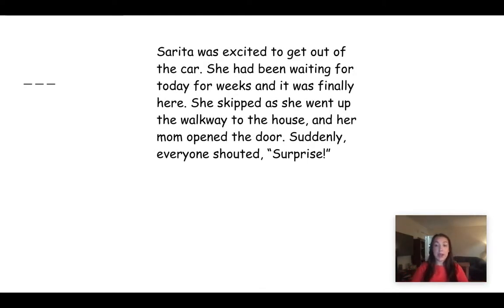Sarita was excited to get out of the car. She had been waiting for today for weeks, and it was finally here. She skipped as she went up the walkway to the house, and her mom opened the door. Suddenly, everyone shouted, "Surprise!"